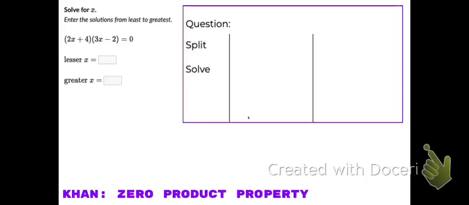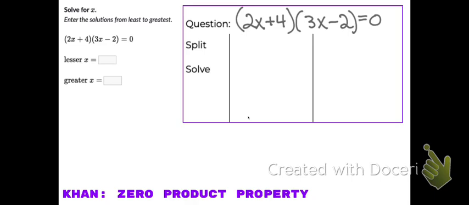All right, here I'm going to go over some commonly missed questions on two Khan Academies. So first it says solve for x, and they want us to enter our answers. There's two answers. They just want you to put the smaller one here and the bigger one here. And then it's giving us an equation.